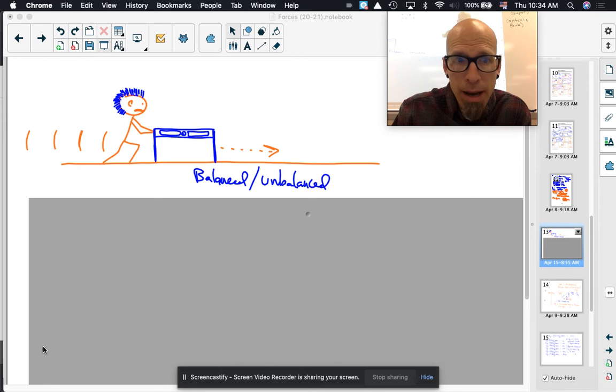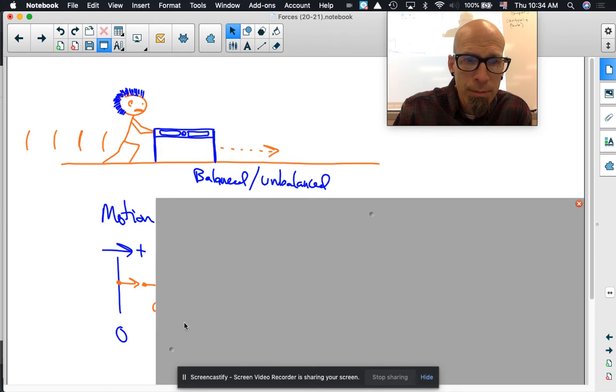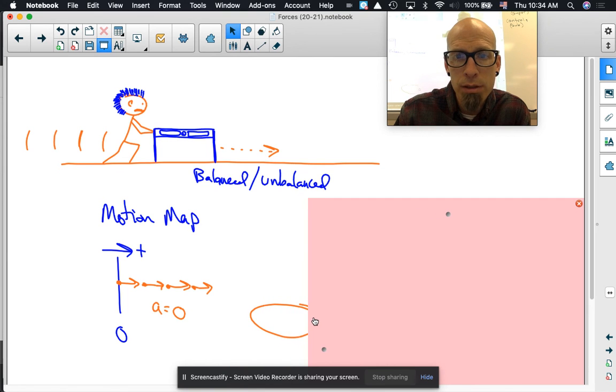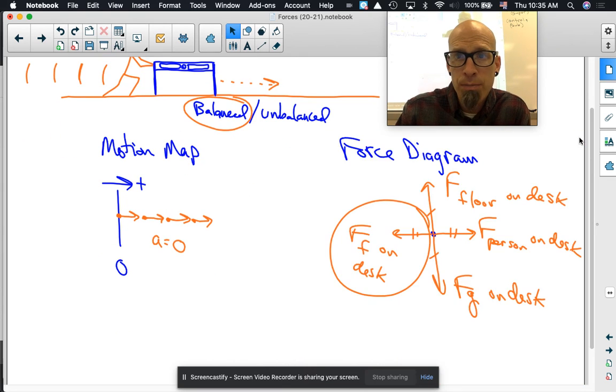Hopefully, after you've come back now, you sketched a force or a motion map that looks like this. If the desk is moving at a constant velocity, then you should show constant velocity, which means our a is 0. We don't have an acceleration because it's constant velocity, which means then our forces have to be what? Our forces have to be not unbalanced, but balanced, which means our force diagram should look something like this. We have a force of gravity on desk. We have a force of floor up on desk, and those are balanced.